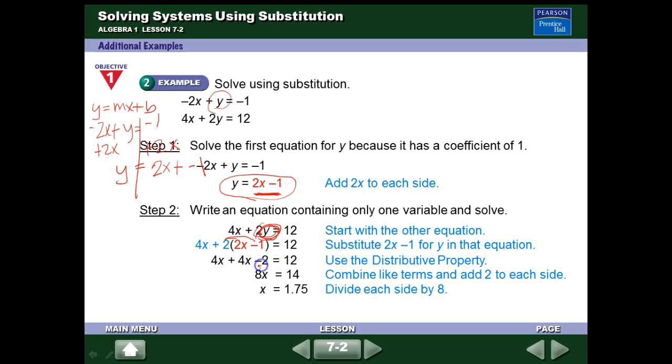Add a 2 to both sides. I get 14. I'm going to divide by 8. I get 1.75. So x is 1.75. Remember, we're looking for an ordered pair that solves this system of equations. So 1.75 is going to be my x value.